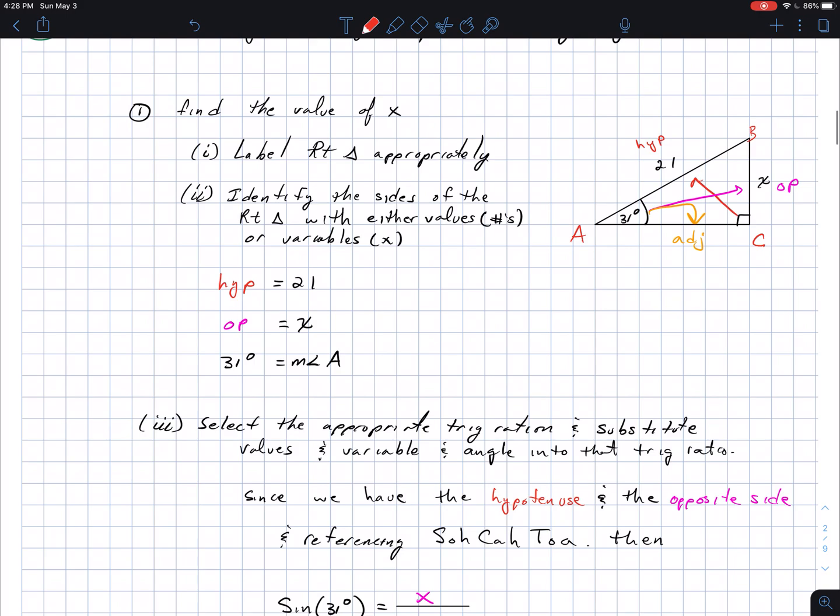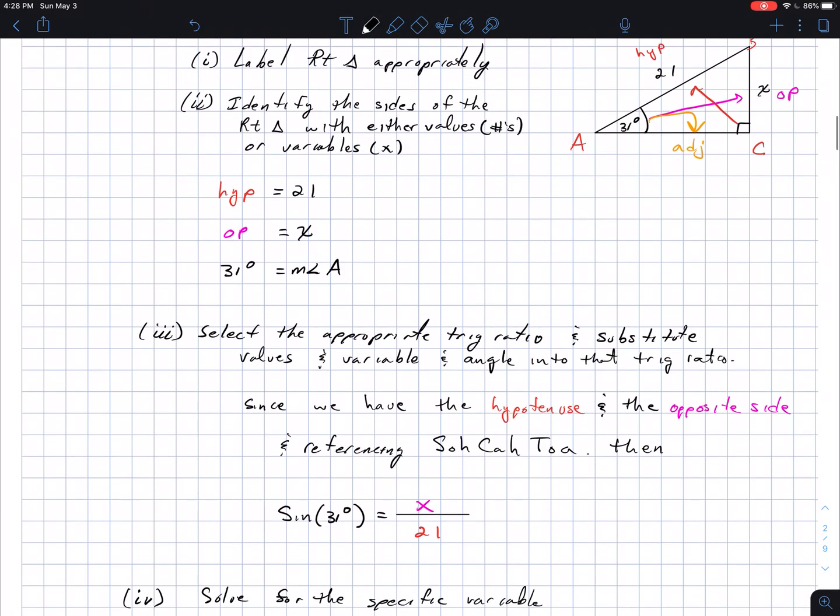We are then going to look at SOHCAHTOA, and we're going to select the appropriate trig function, or trig ratio, and substitute values and variables and the angle into the trig ratio. So whatever we have in the triangle, we're going to substitute within the actual trigonometric ratio. Like the angle will go in for the angle. I mean, we're just substituting the basics.